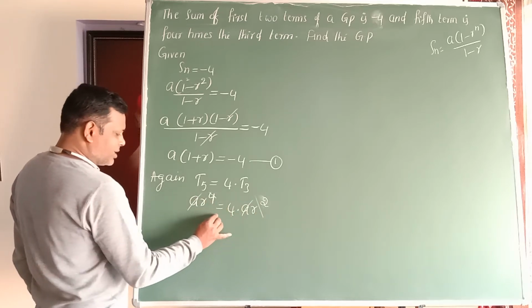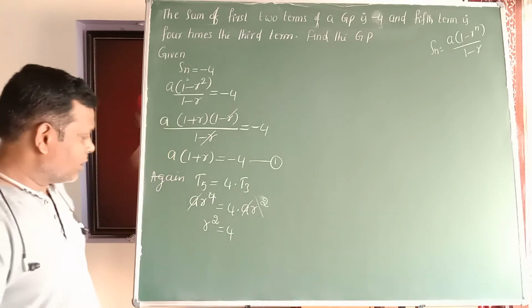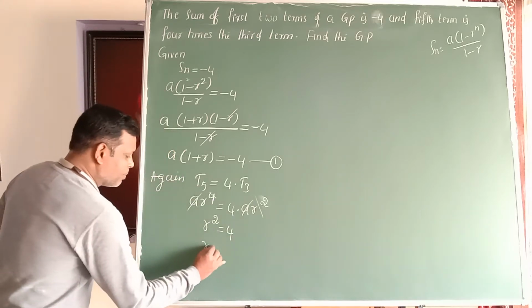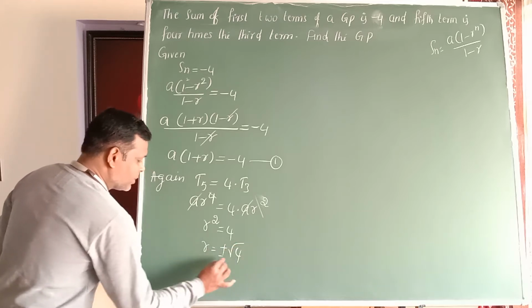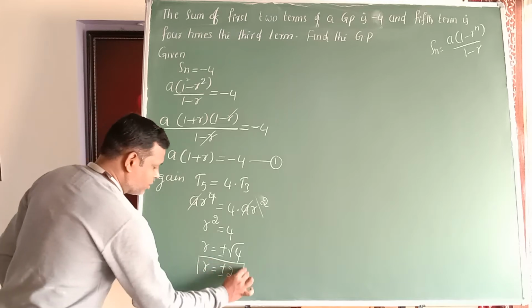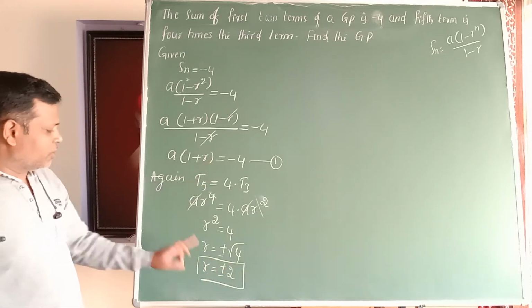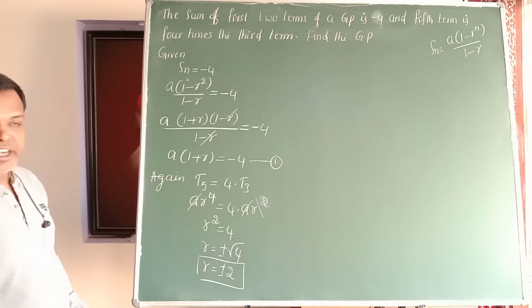Then what will you get? r square is equal to 4. Then r is equal to plus or minus root 4, so r is equal to plus or minus 2. Either r is equal to plus 2 or r is equal to minus 2. Now by using equation 1, we can find out the first term for each value of r.